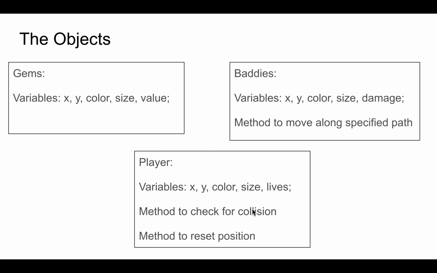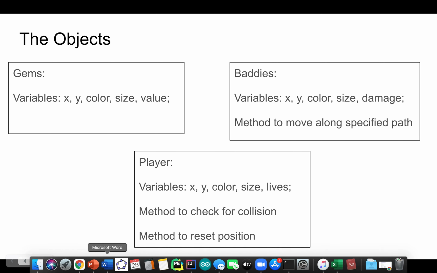The player also needs to be able to check for that kind of collision. The player is going to hopefully be colliding with a lot of gems and hopefully not be colliding with a lot of baddies. So in order to check for that collision, we probably should have a method there. And we also know that that player, when colliding with baddies, ends up getting reset to their starting position. So we'll probably want to create a reset method. All right, and those are all of our objects that we're going to make. So in the next video, we're going to jump into making those objects.